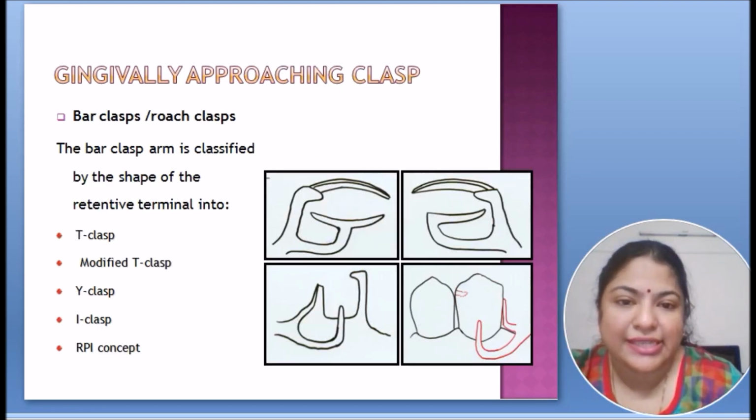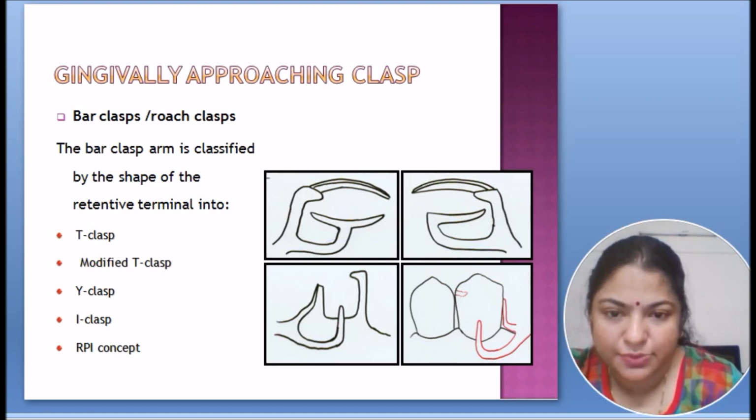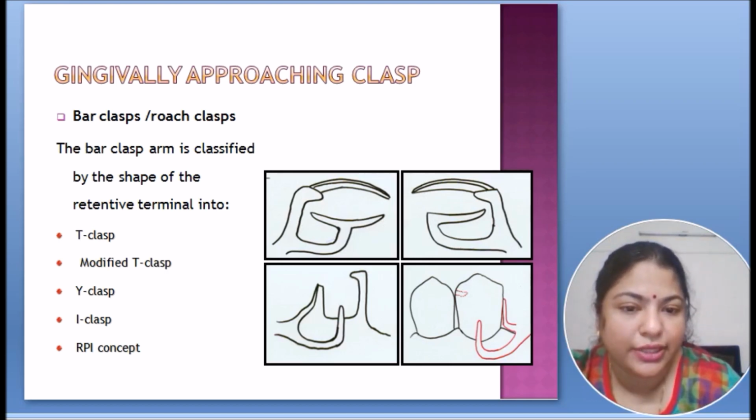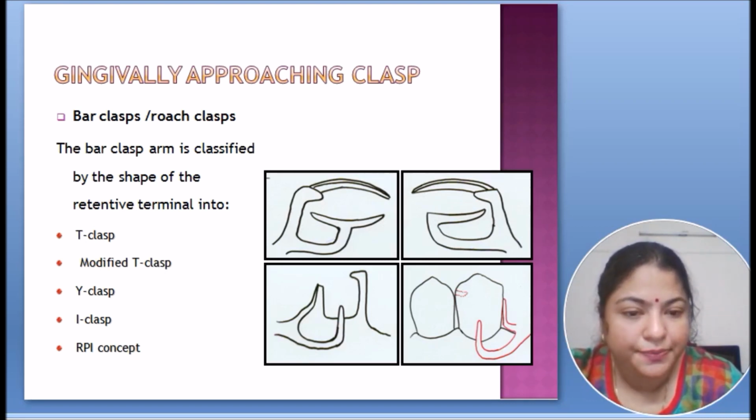Now coming to the gingivally approaching clasp, these can also be called bar clasps or Roach clasps. The bar clasp arm is classified by the shape of the retentive terminal into T clasps, modified T clasps, Y clasp or the I clasp. And the very famous RPI concept is delivered by using the gingivally approaching I clasp or I bars.